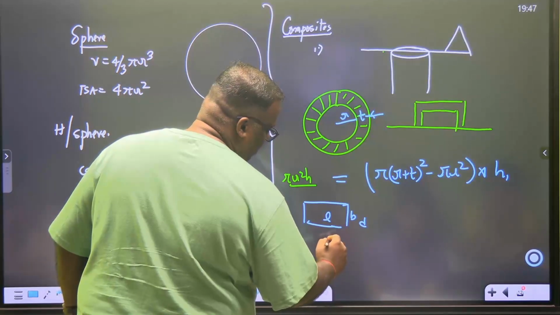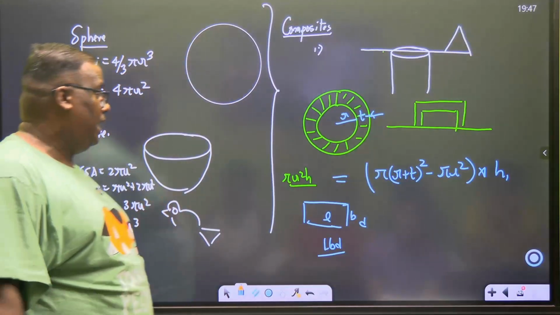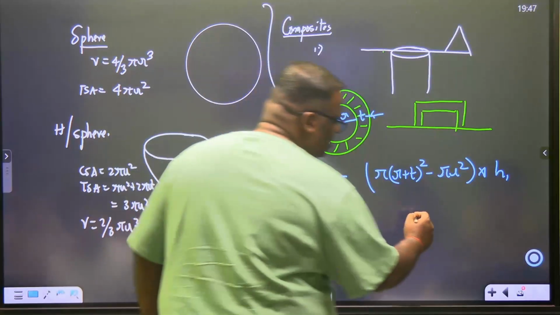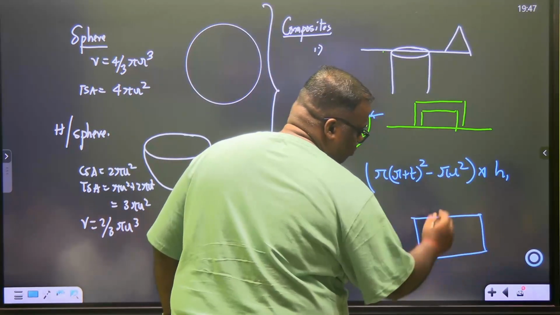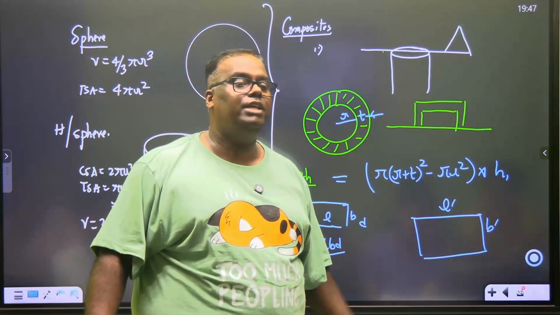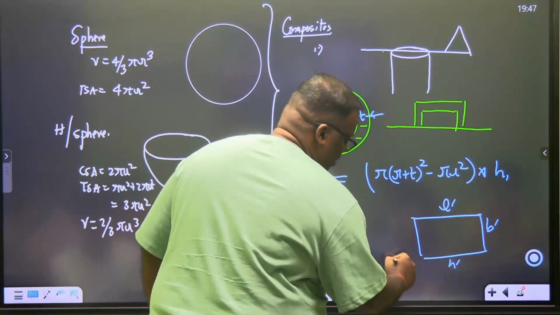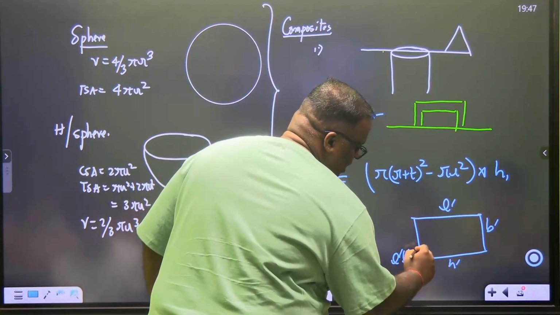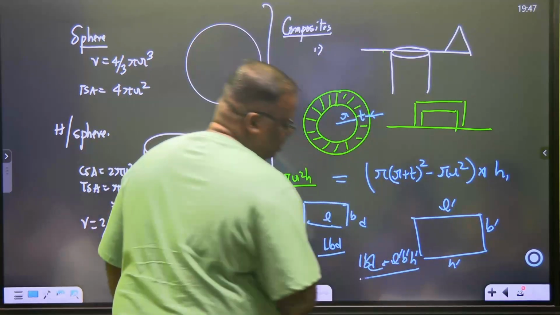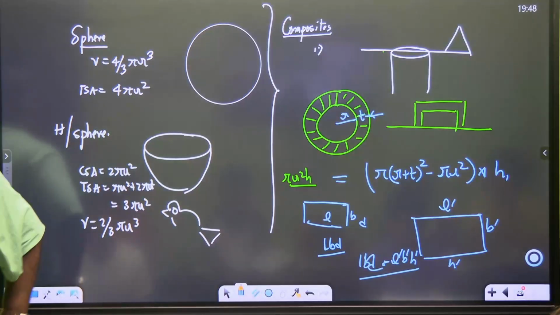So how much mud did you take out? LBD. LBD amount of mud. But you have now gone and spread it on some other field, which is L dash and B dash. How much height can you raise for this field? Let the height raised be H dash, where L dash, B dash and H dash has to be equal to LBD.